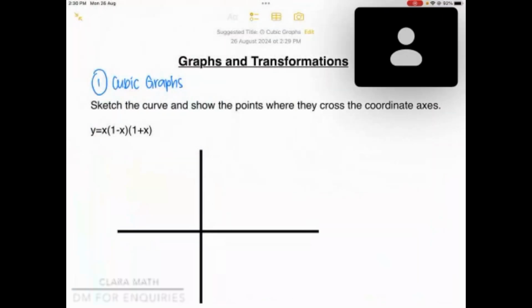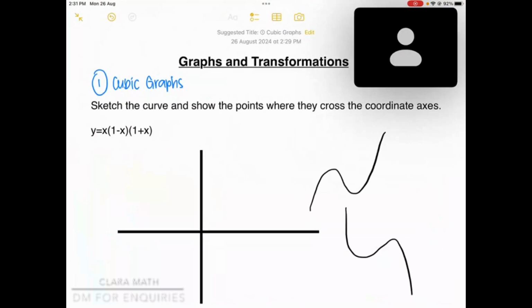Okay, this is for graphs and transformations. The first one we are doing is a cubic graph. So cubic graphs look like a roller coaster. So they kind of go up like this or they go down like this. Okay.